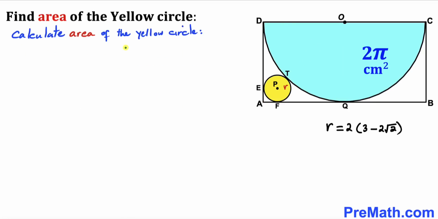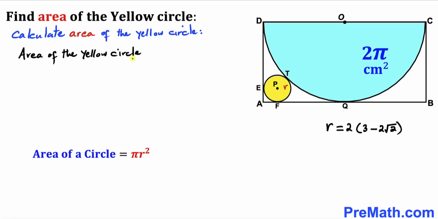And now here's our final step. Let's go ahead and calculate the area of this yellow circle, whose radius has been figured out in our previous step. And now let's recall the area of a circle formula once again. Area equals to pi r square. So therefore the area of this yellow circle is going to be pi times r, in our case is this one. Let me go ahead and write it down. 2 times 3 minus 2 times square root of 2 whole square. And now we know that this 2 square is going to give us 4.